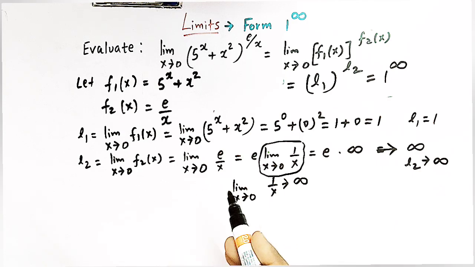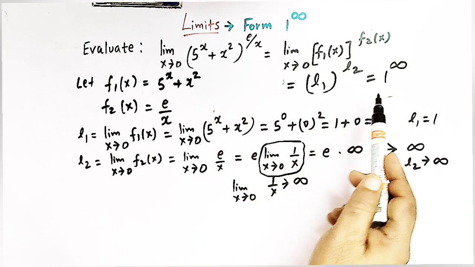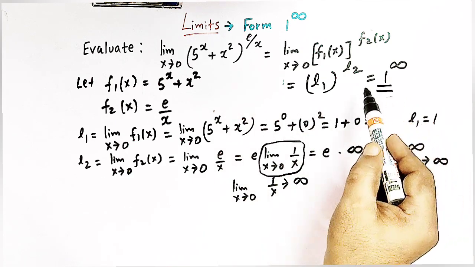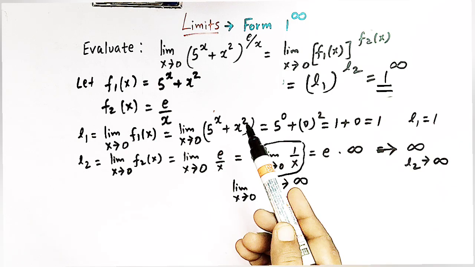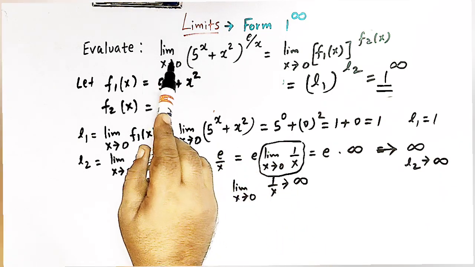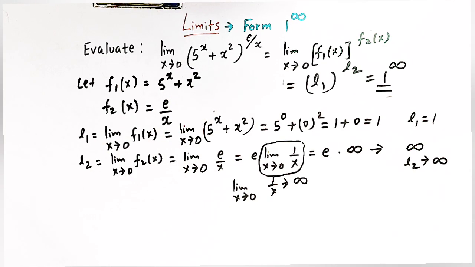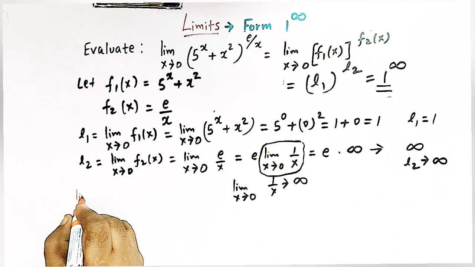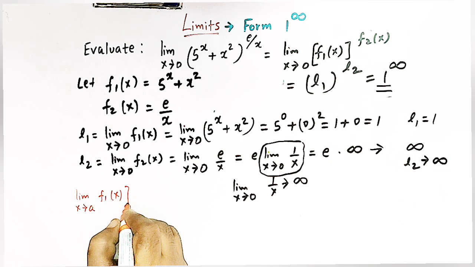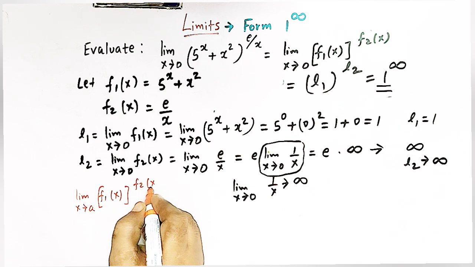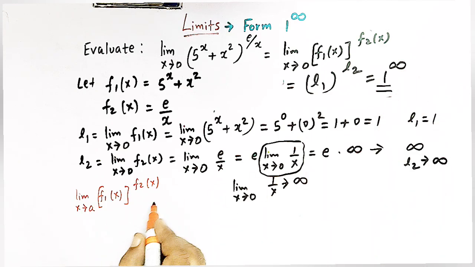Here in this session we'll see how we can solve these types of limits of the form 1 raised to infinity. We will directly make use of an important result which gives us the value of this limit. Let us consider the case when we have a limit x tends to a of f1(x) raised to f2(x), and this limit is of the form 1 raised to infinity.